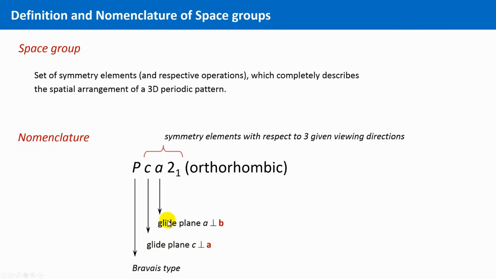At the second position, there's a glide plane A specified. The second viewing direction in the orthorhombic system is along B. And finally, there is a 2-1 screw axis which is running parallel to the third viewing direction, and this is along the C direction. Axes of rotations and screw axes are always specified parallel to the respective viewing direction.